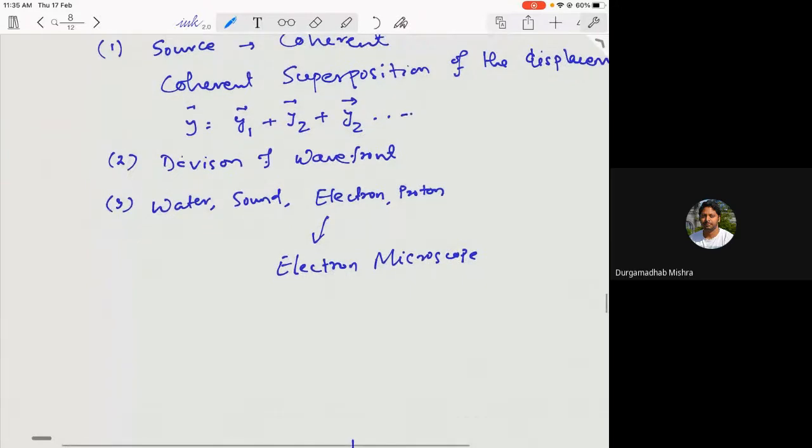There are also X-rays. Of course, it is an electromagnetic wave, but you can also use X-rays as well.